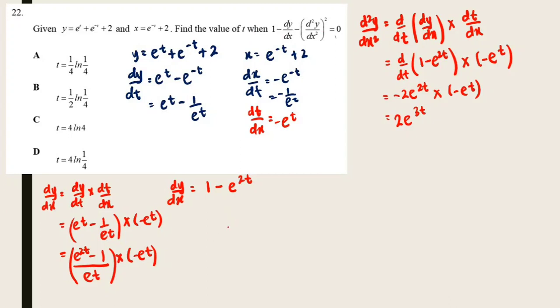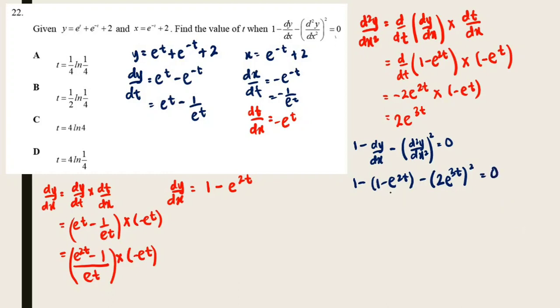So if you substitute the information that we have in our equation, we will have dy dx minus our second derivative d2y over dx squared, squared, equals 0. So substitute all the values that we have. dy dx is 1 minus e^(2t), and our second derivative is 2e^(3t), squared, equals 0. Simplifying this, we're going to get e^(2t) minus 4e^(6t) equals 0.